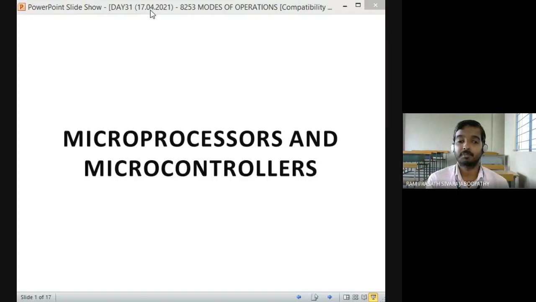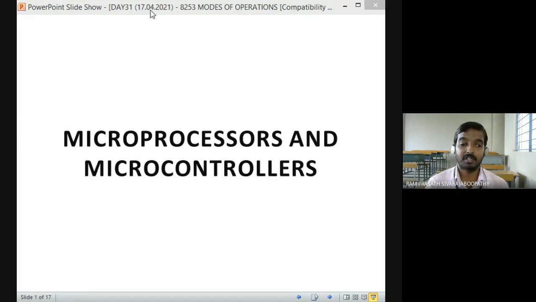See, 8255 is the programmable peripheral interface IC, correct? PPI. Similarly, what is the name of 8253? Yes, counter. Okay, we call it the programmable interval timer. Actually, the name of the IC is programmable interval timer. For what purpose is it used? For generating time as well as for counting operations, we can go with it.